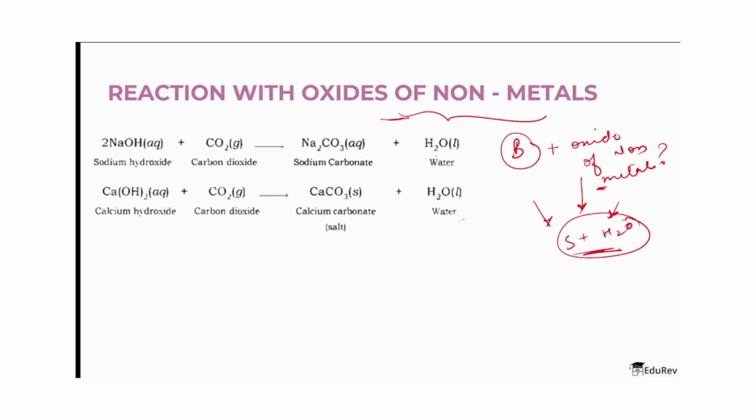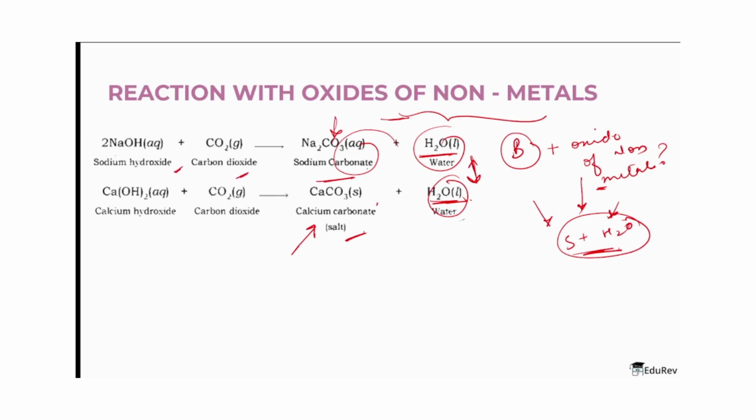See, in these reactions you can see water on the product side, and these are the salts. Sodium carbonate and calcium carbonate are the salts which are formed when the reaction happens, and these are your water molecules. So the examples are pretty simple. Sodium hydroxide, when it reacts with carbon dioxide, is going to form what?